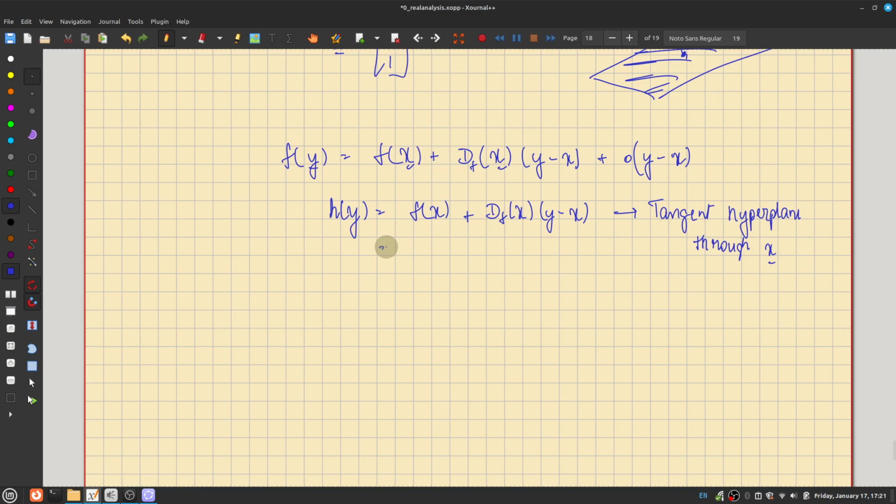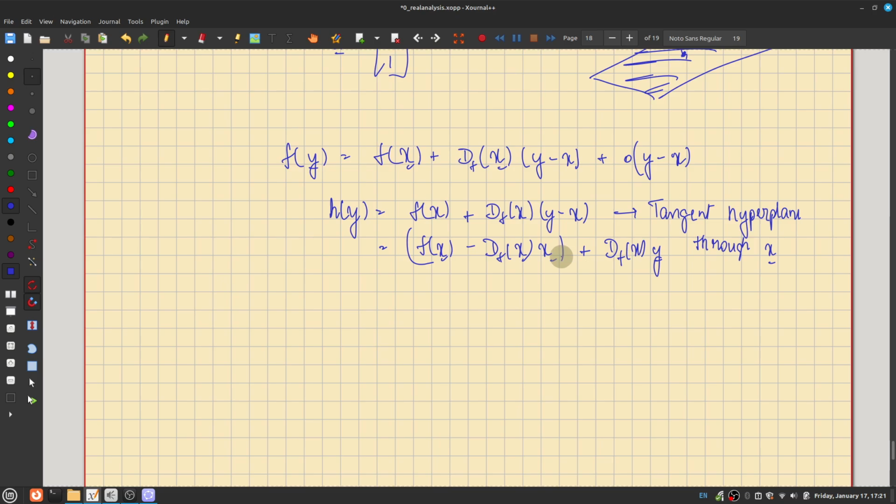Let me write it in the following way. Let's write it as f of x minus df of x times x, plus df of x times y. I've just rewritten things, nothing else over here.